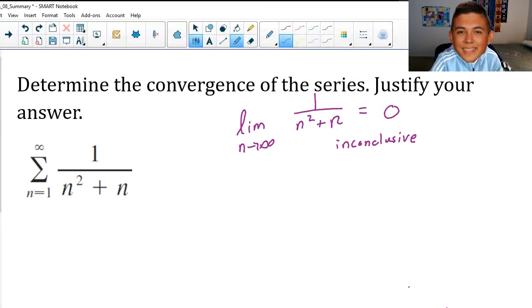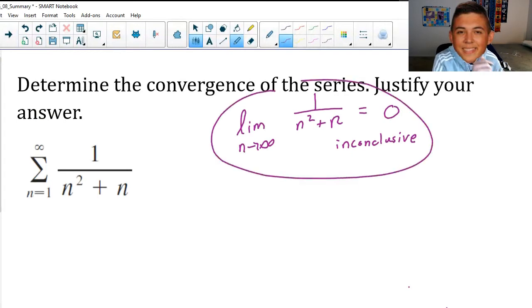Especially because this limit is really not something you even need to write out. You could probably just look at this and immediately tell that if I take the limit as n goes to infinity, that limit is going to go to 0. So it's inconclusive. It's a really quick thing you can do, because if it works, then we can automatically say that it diverges. If it doesn't, then we're screwed. So in this case, we need to go on to some other type of test.